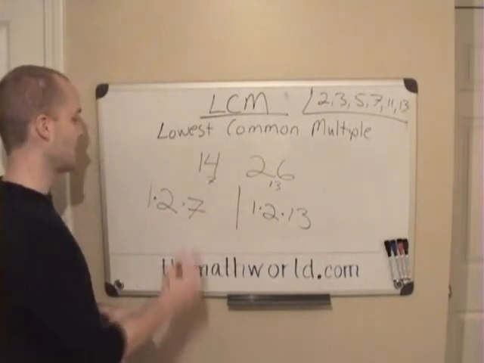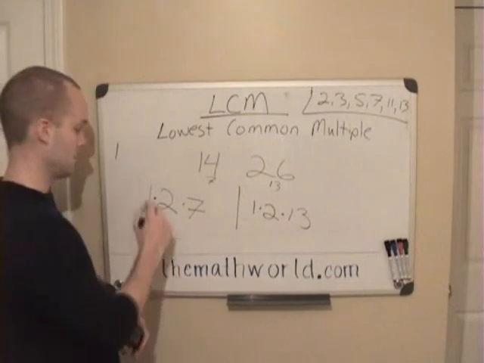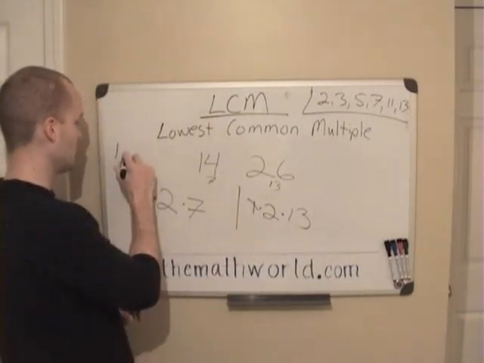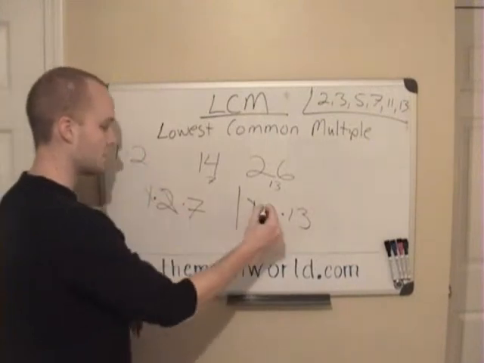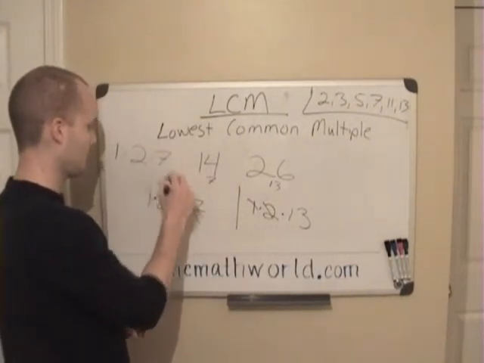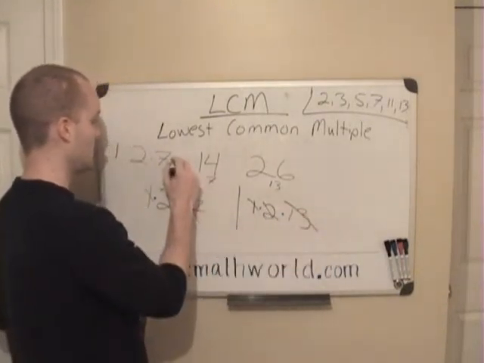Now again, what we talked about before, I'm going to start over here. I have my 1. I'm going to cross out my 1s. I have the 2, so I'm going to cross out 1, 2 from each section. I have a 7. I don't have any 7s to cross out, and I have a 13 over here.